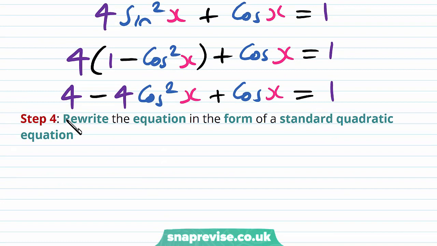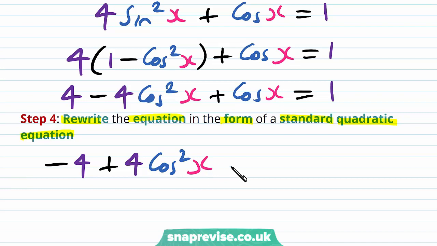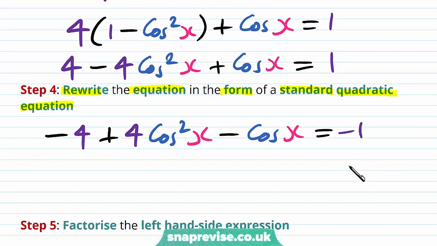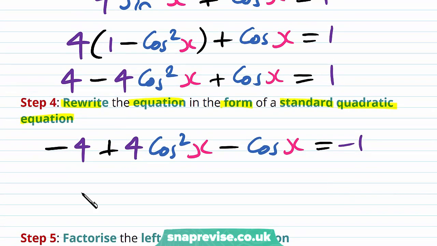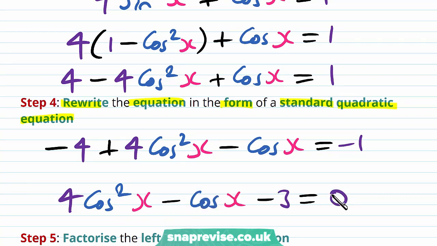Our fourth step is to rewrite the equation in the form of a standard quadratic equation. We can multiply both sides by minus 1 to get our cos squared term having a positive coefficient, and so we get a minus 4, and then we have a plus 4 cos squared x, and then we have a minus cos x, and this is equal to minus 1. And then we can rearrange and we get that 4 lots of cos squared of x minus cos of x minus 3 is equal to 0.